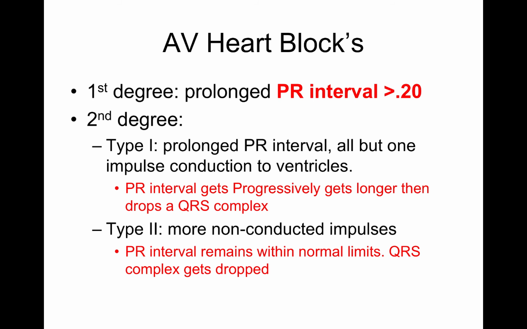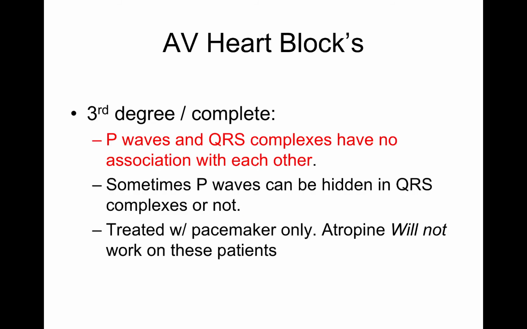A type 2 heart block, so a second degree type 2, we call this a Mobitz 2. This is where the PR interval remains the same and everything looks good, and then all of a sudden we just drop a QRS complex. Like, what the heck happened? Like, I don't know. Something happened with that. So we do see that. Third degree heart block is where we have P waves and we have QRS complexes, but they have no association with each other at all. You will maybe see no P waves because they're hidden in the QRS complexes.